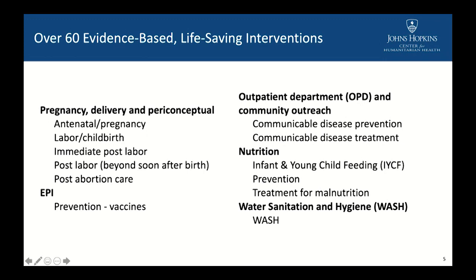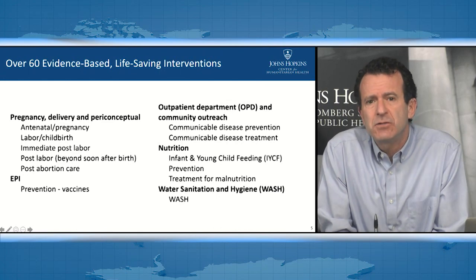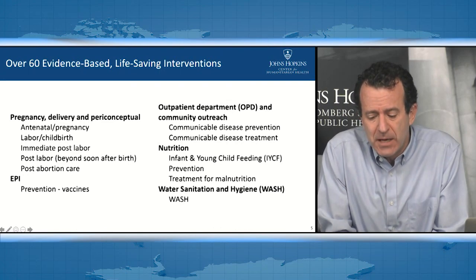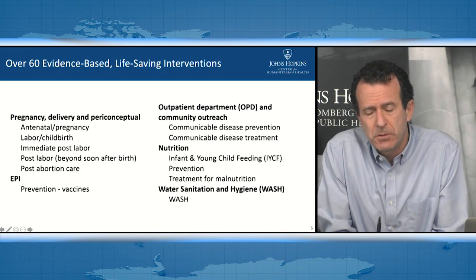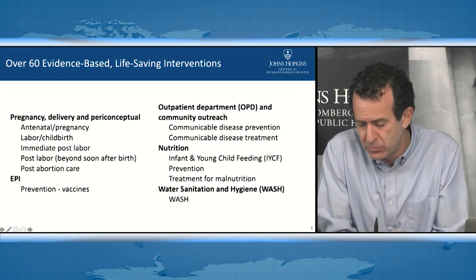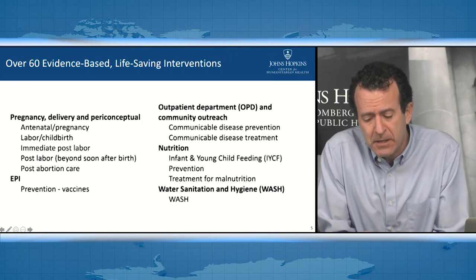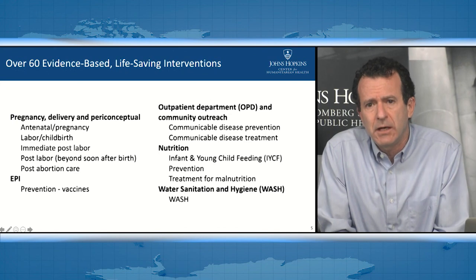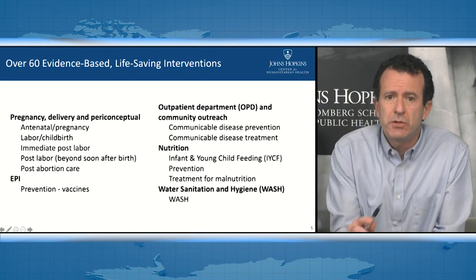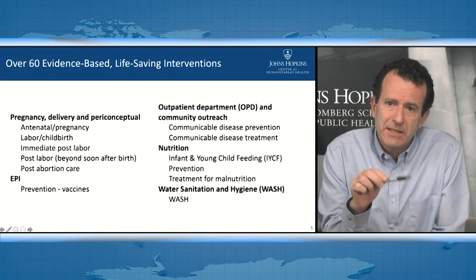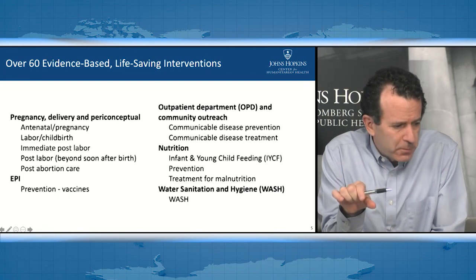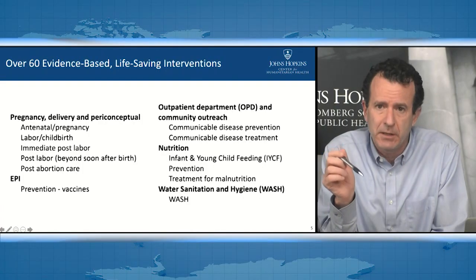So what are these interventions? In fact, there are over 60 evidence-based interventions, and that's also very important to emphasize. These are evidence-based interventions. That means that over the years, this Lives Saved Tool that's been used for a long, long period of time, as I mentioned, by many ministries of health, has accumulated evidence. And if you go onto the Lives Saved Tool online, and we have a link for that, you can go into more detail about what these interventions are and what is the evidence behind them. But for our purposes, and because it's a humanitarian setting, we have divided these into 5 categories. So we have pregnancy, delivery, and periconceptual.